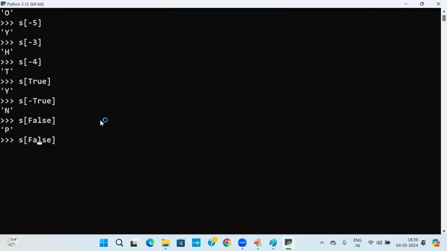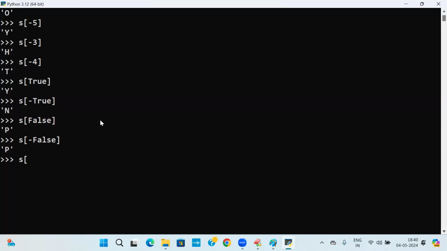Right. S of minus False. Error is error. Anybody who says error, they are in error. Index error. Do you have minus 0? Minus 0 is nothing but 0 only. Minus 0 is also called 0. So this is called what? P only. Minus 0 is not an error, not an index error, not a syntax error. Are you able to follow?